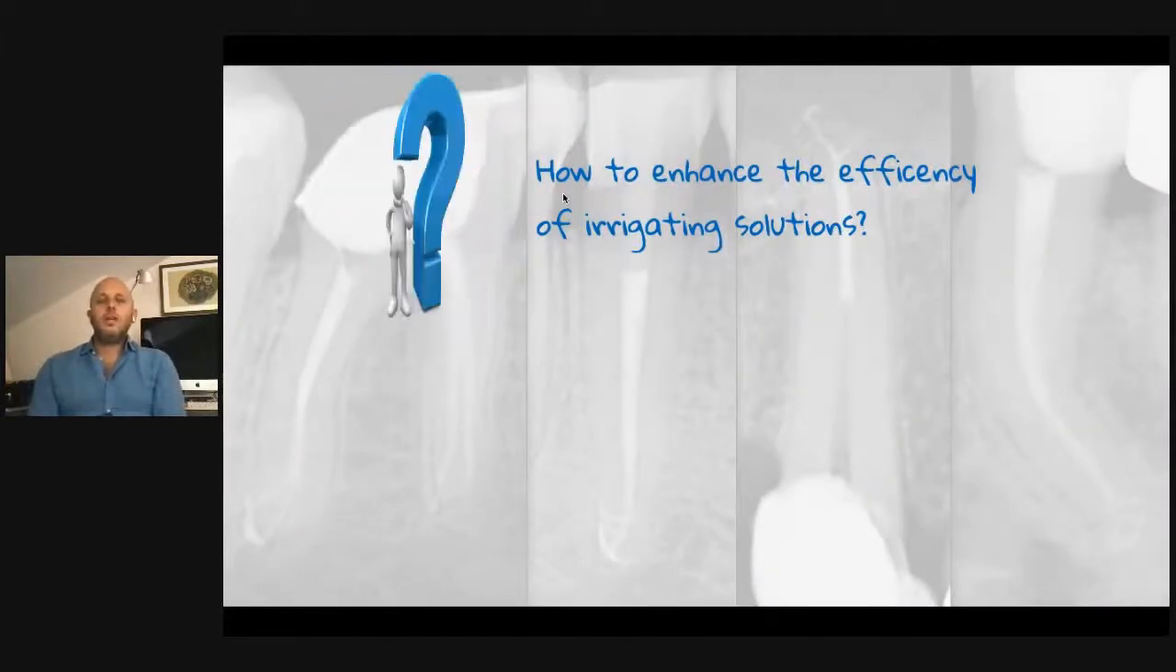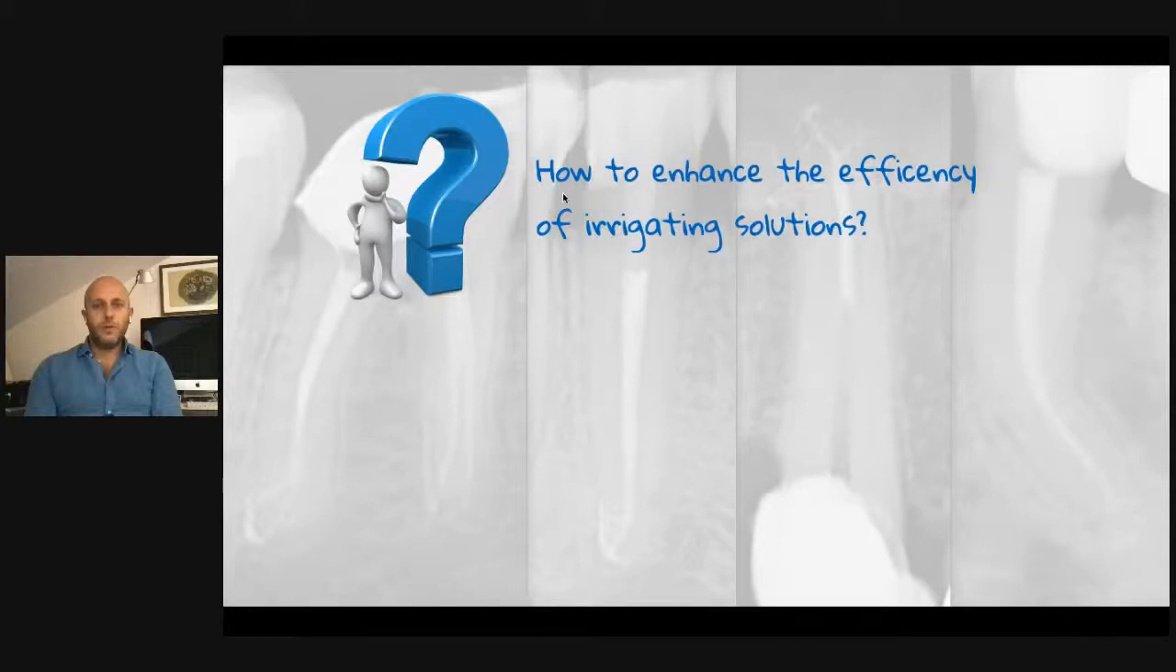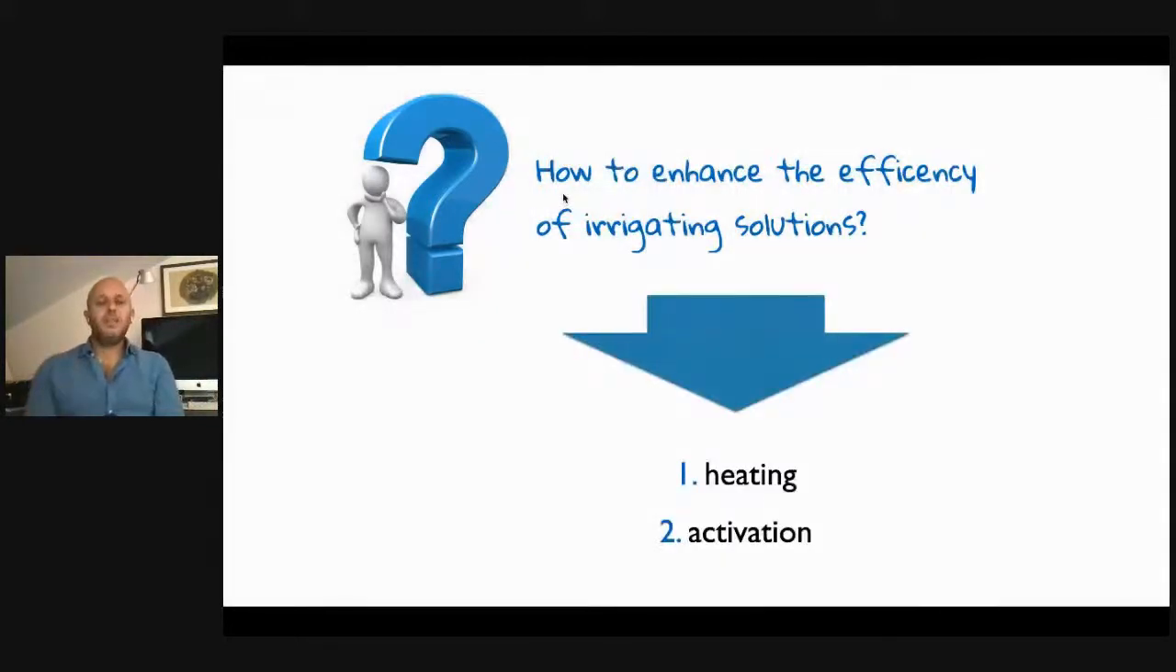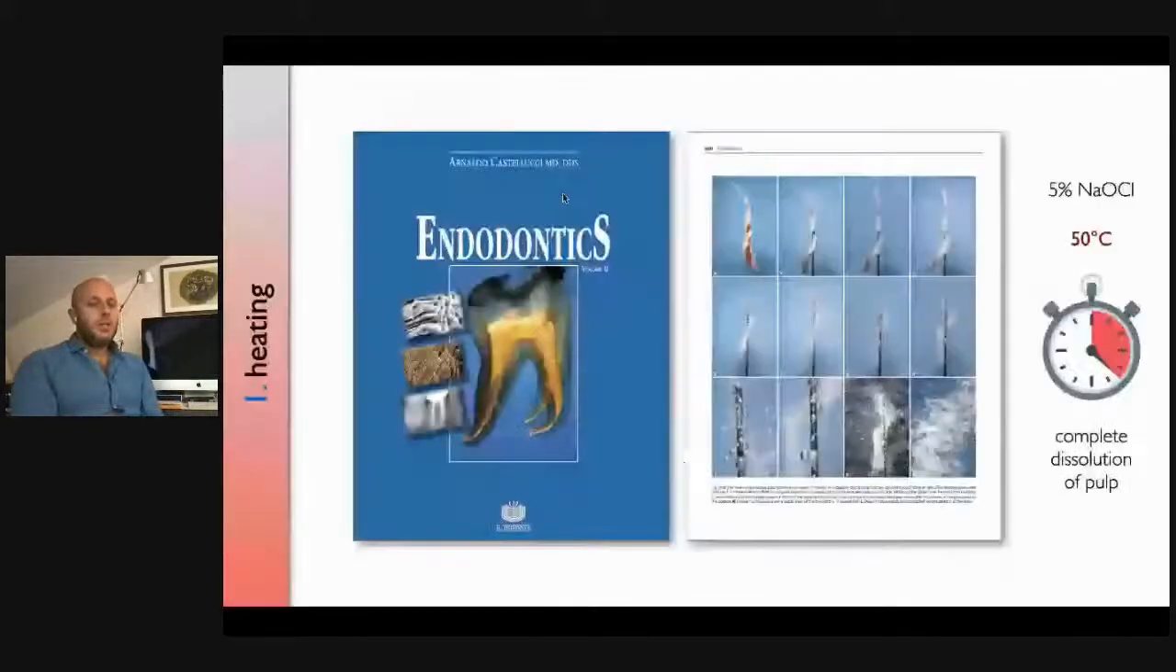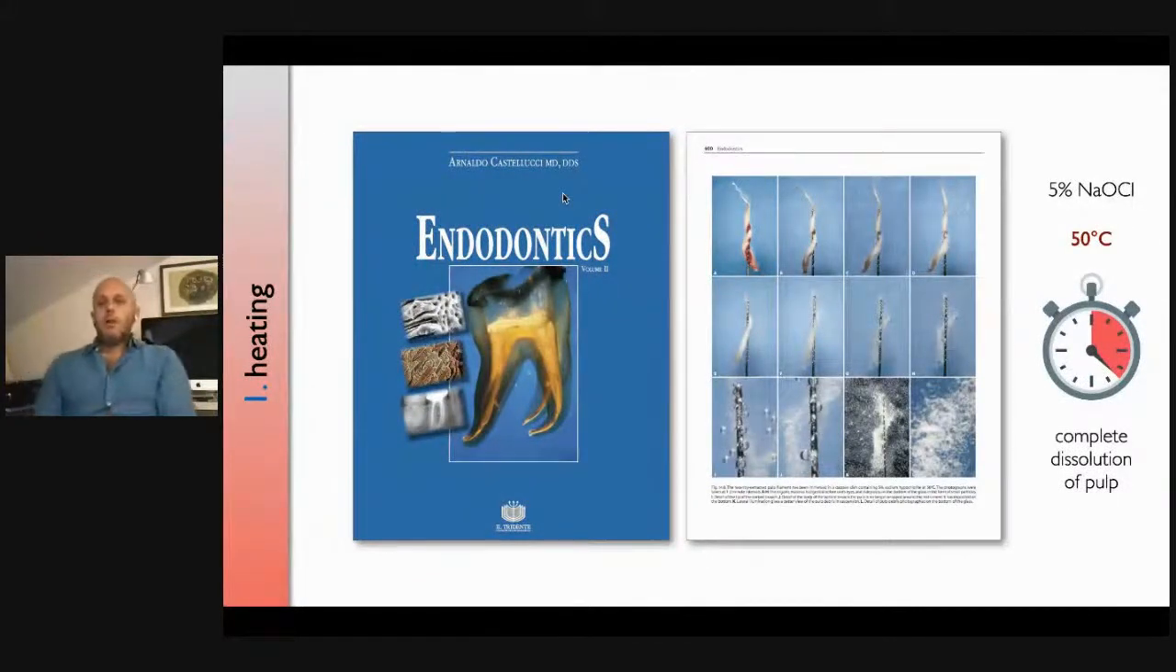So the question today is how to improve, to enhance the effectiveness of irrigating solutions. We can do it in two ways: by heating the irrigating solutions and by activating them. The heating, today mainly of sodium hypochlorite, is considered an effective way to improve the action of irrigating solutions. These are images by Arnaldo Castellucci, which I took from his textbook, in which he demonstrated that heated sodium hypochlorite with a concentration of 5% at 50 Celsius degrees can guarantee the complete dissolution of pulp in very, very few minutes.